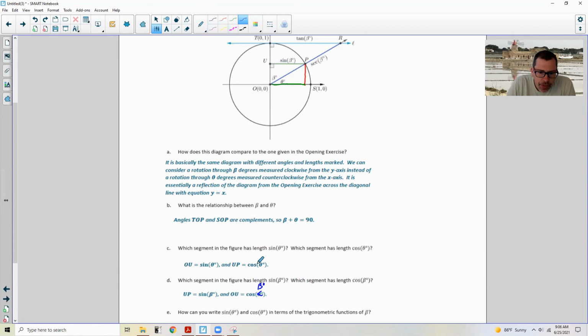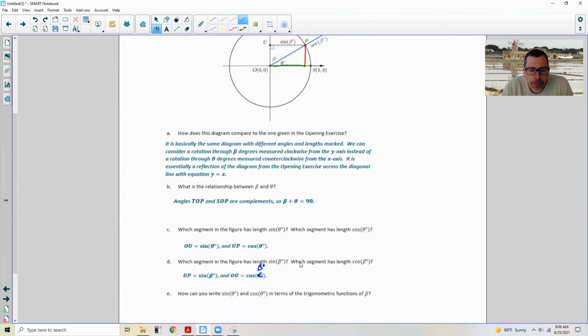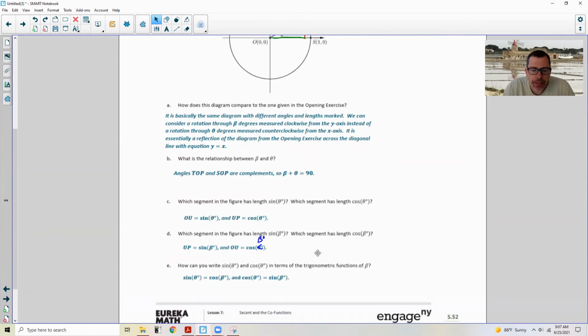Now it makes sense because I know that UP is the cosine of theta and it's also the sine of beta. And OU is the sine of theta, but it's also the cosine of beta. It can't be the cosine of theta and the sine of theta at the same time unless it was a 45-degree angle. All right, part E, how can you write sine theta and cosine theta in terms of the trigonometric function of beta? Okay, so sine theta equals cosine of beta and cosine of theta equals sine of beta, which is what I was saying up here. So that's E.